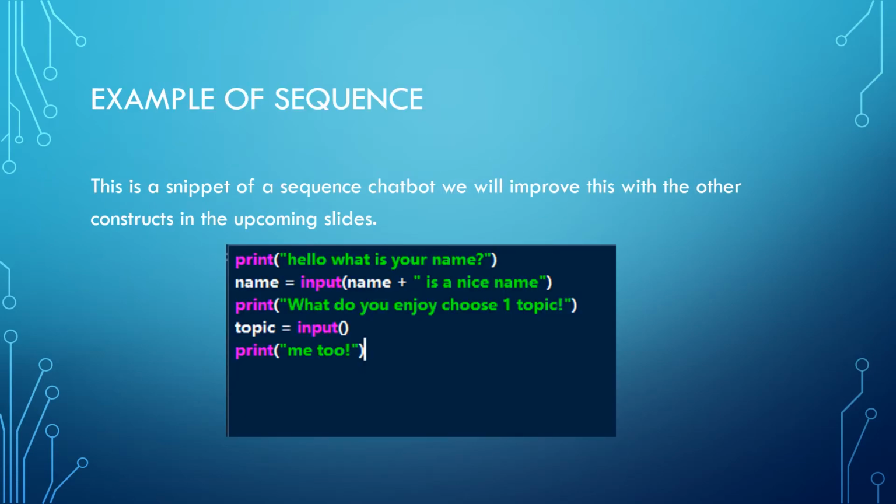So this is an example of the sequence chatbot you could do. This will be improved with the other constructs in the upcoming slides. I've used Python to create this code, and I have used "what is your name", and then when they input their name here, it would just say "name is a nice name". Then it would ask you what you enjoy, and whatever you input here, it would just say "me too" in its response.